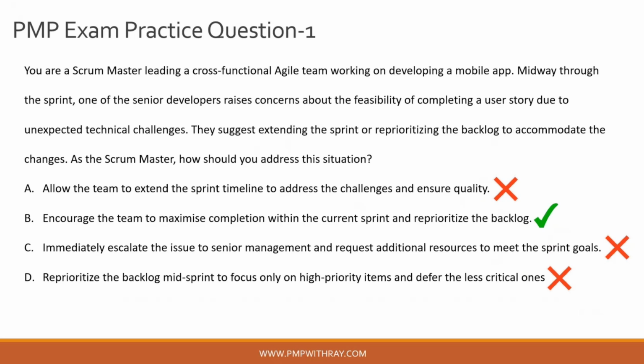So, by deferring the unfinished work and reprioritizing your backlog, the team can maintain its focus on the sprint goal while ensuring that the product backlog remains dynamic and adaptable. And that is why option B is the correct answer to this question. Option D is quite close, but it is an incorrect answer choice.